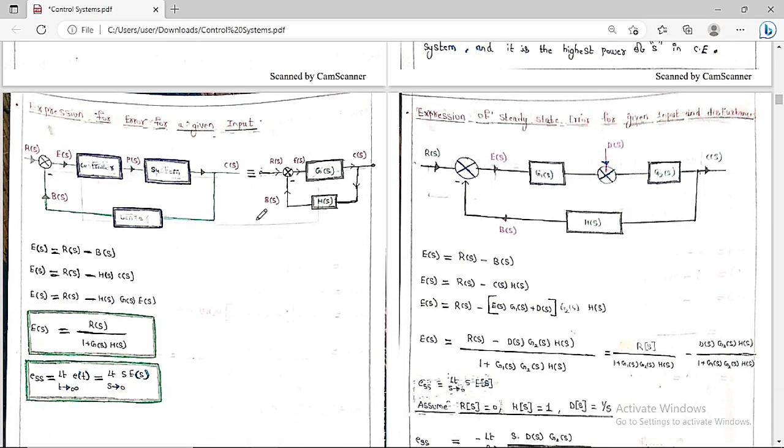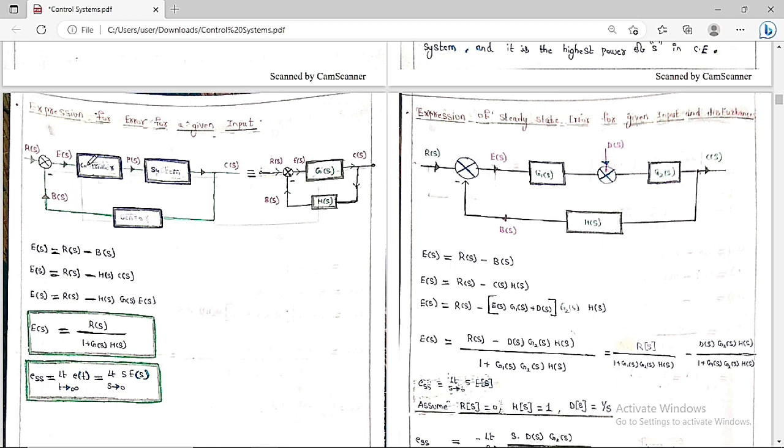Now let's go to another analysis, which is the expression for the error for a given input. What is the expression of the error for a given input? Now we are going to discuss. This is basically a block diagram. This is a basic block diagram.